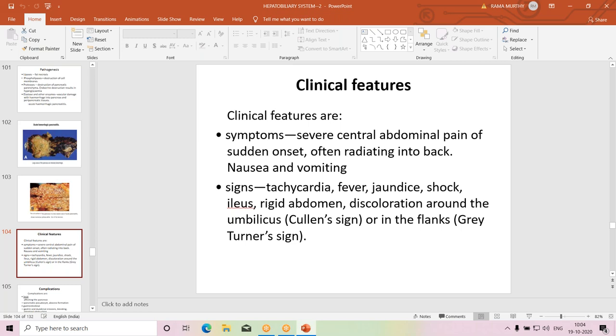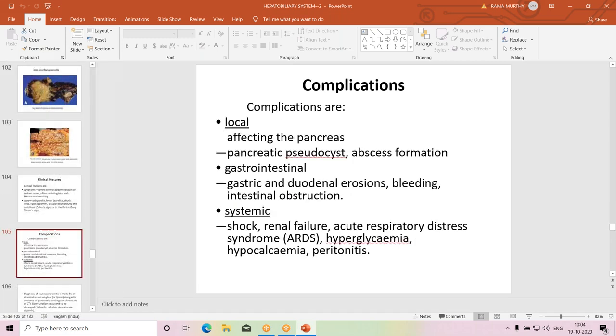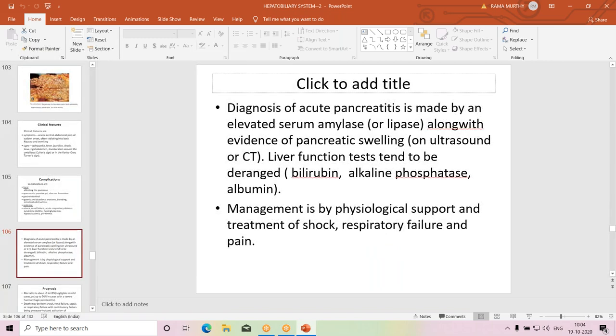Ultrasonography and CT are helpful. They are diagnostic. And complications. First, I will discuss the diagnosis.